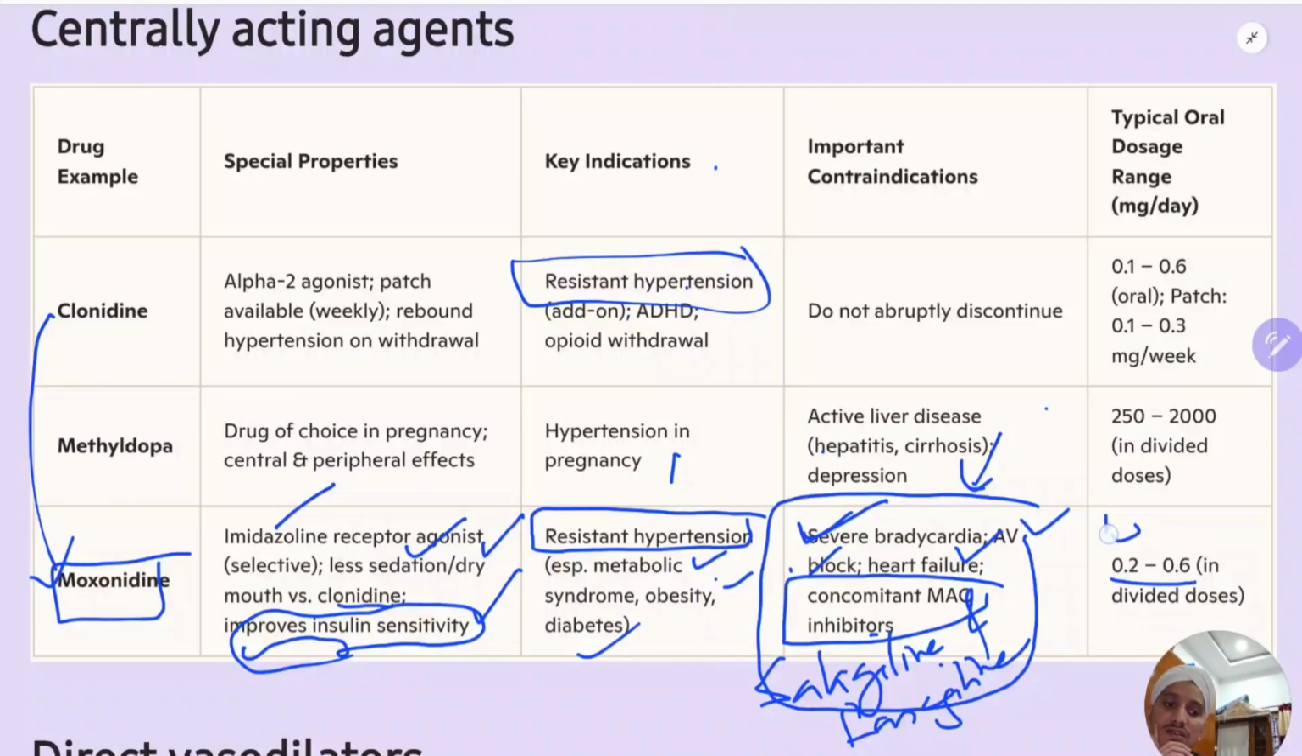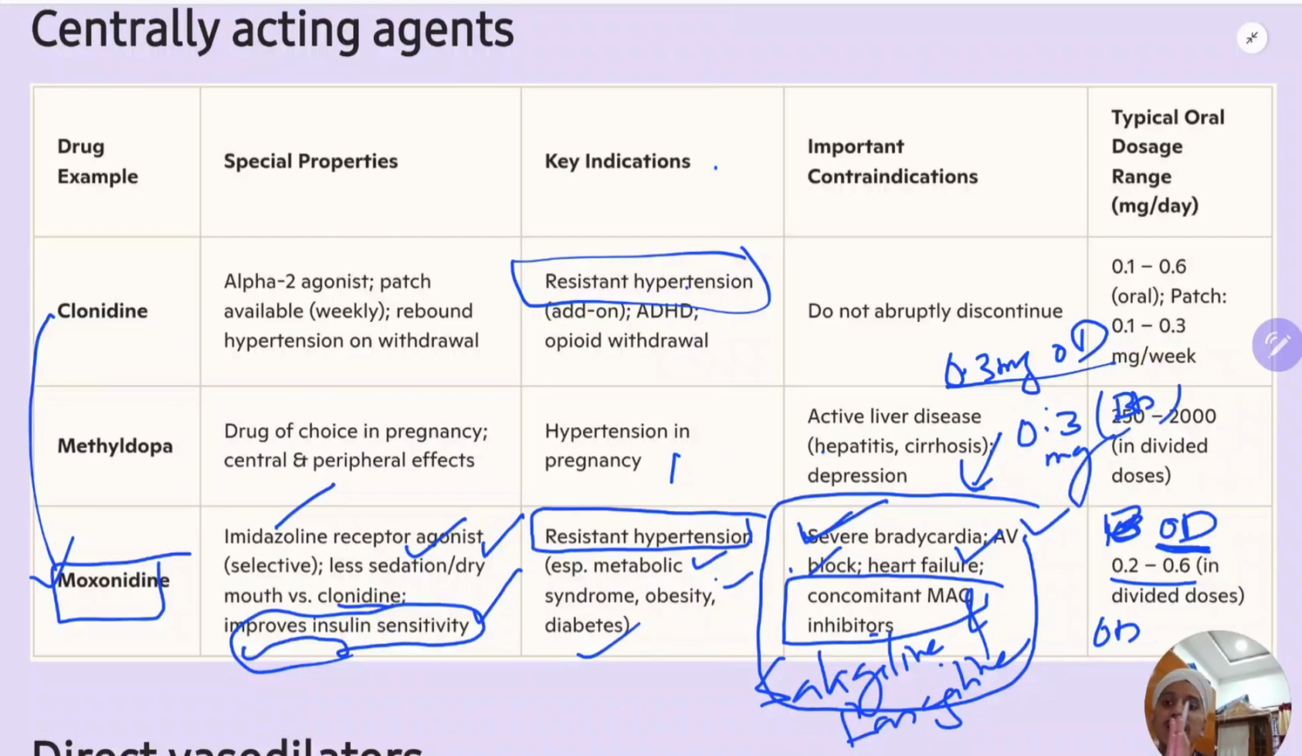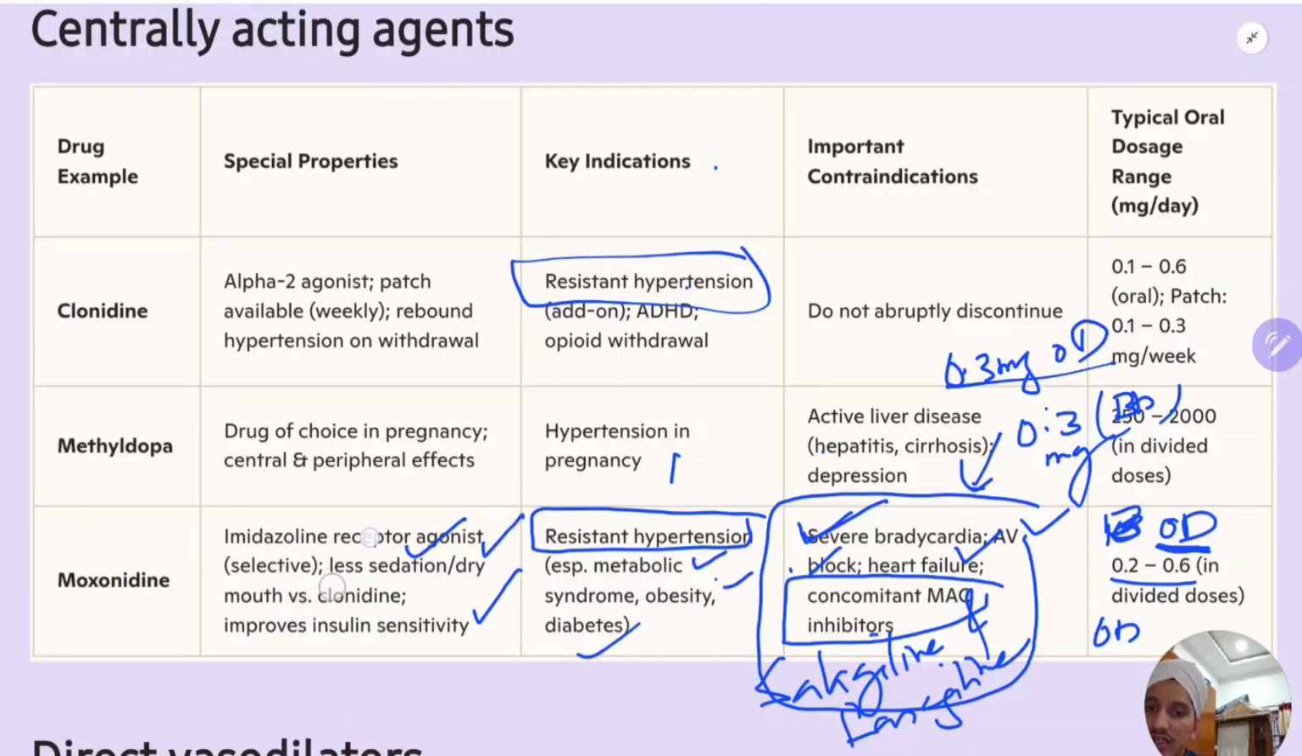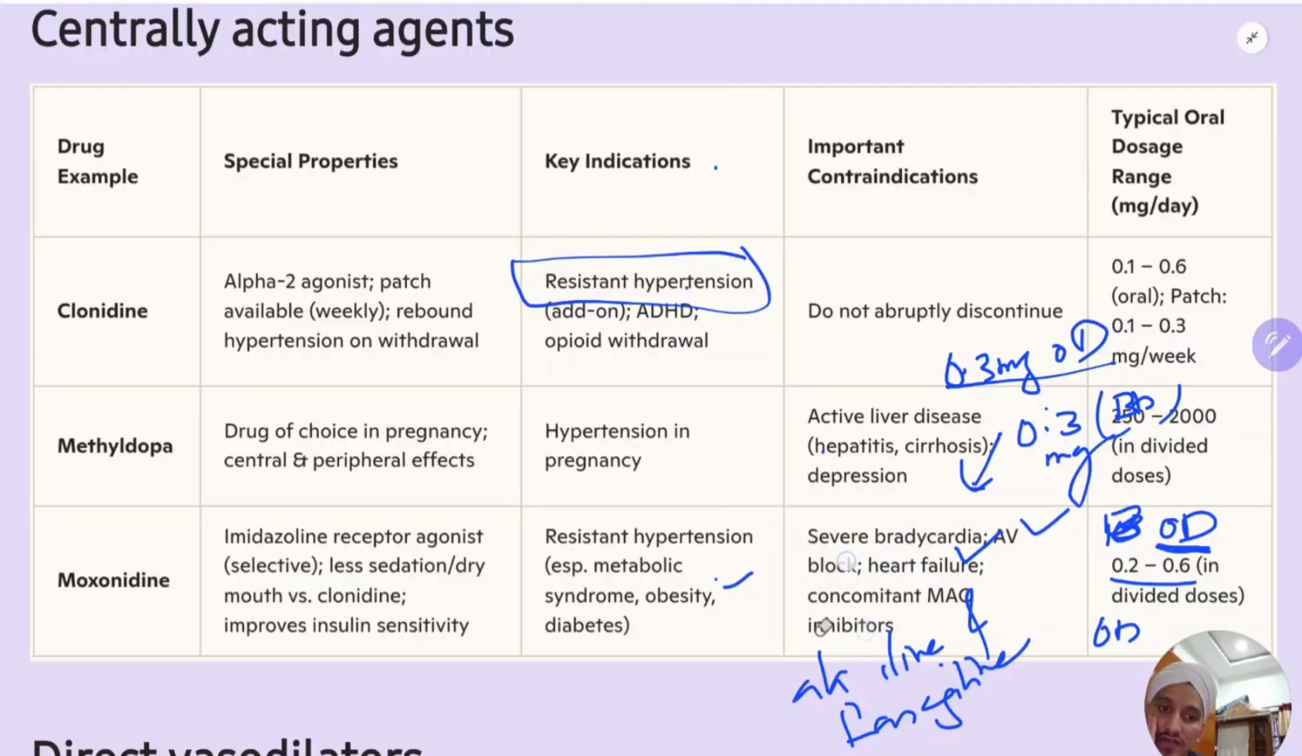Usually it is used in BD dose. You can use even OD dose also, but if the patient is still hypertensive, you can use BD dose. Usually start with 0.3 mg OD. You can give 0.3 mg BD. You shouldn't give it in patients with bradycardia, AV blocks, heart failure. This one, Moxonidine. These are the agents which can be used in heart failure patients.